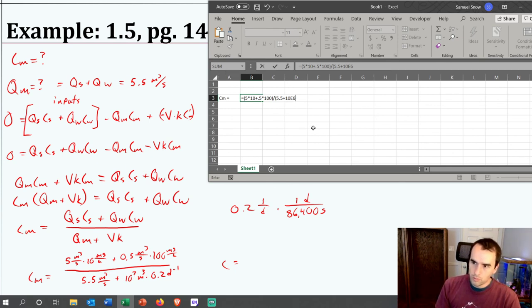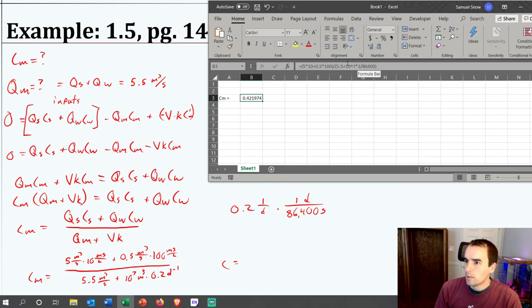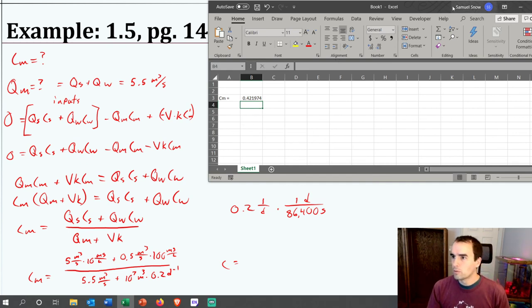But if I do 10 e here in Excel, that e means times 10. So I need to do 10, either 10 e6 or 10 to the 7th is fine. Either one of those. And then I multiply by this 2 and divide by 86,400. That should give us the correct answer as 0.42. And maybe just to be sure, I'm going to add a couple parentheses to make sure I did that correctly. Okay, so C should be 0.42.